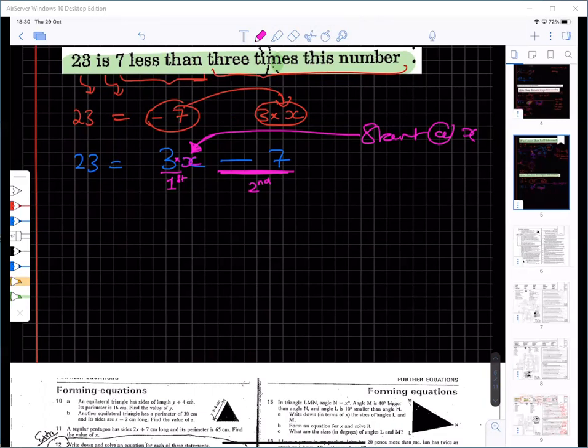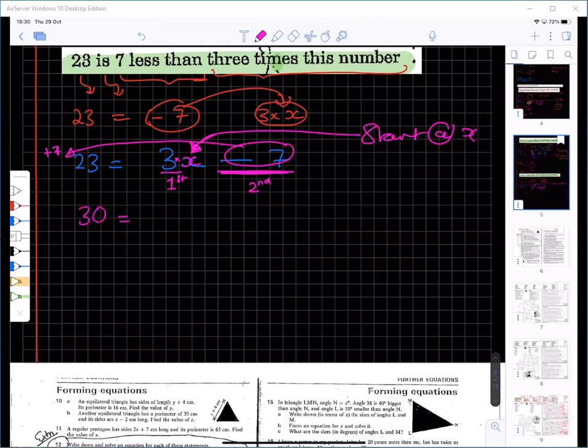Okay, so what's the opposite? Which one shall I move first? Tell us again. We should move the second action first, which is minus 7. And when you move that from the right to the left, what does it become? It becomes add 7. Now what's 23 add 7? 30.